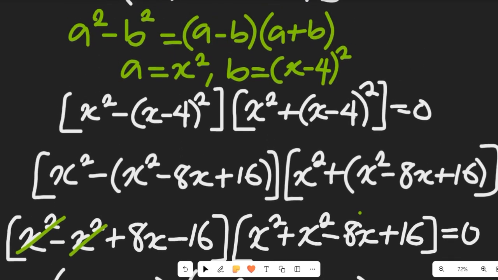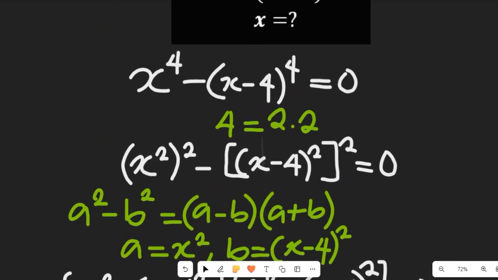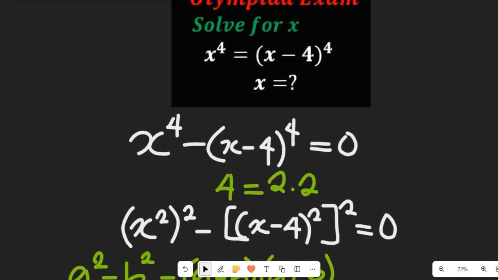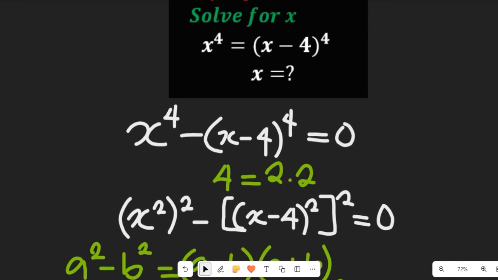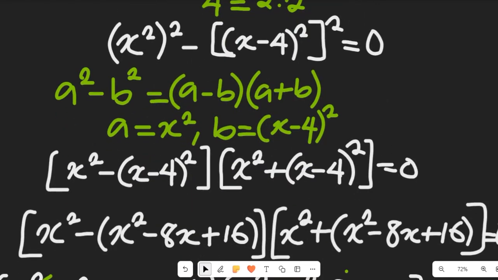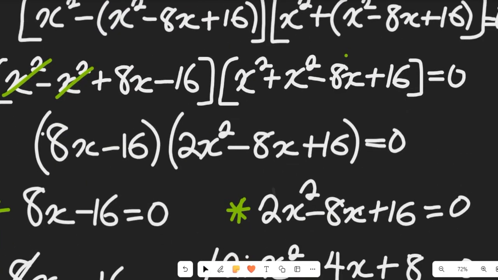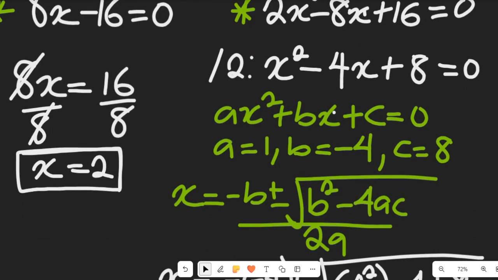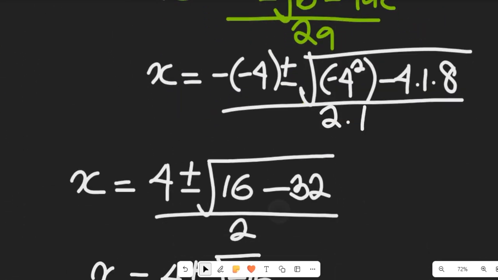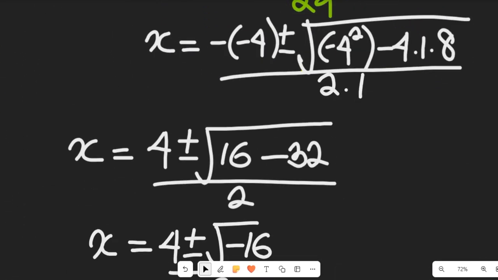Now I'm going to give you a task, and the task is simple. Take the value of x equal to 2 and insert it into the original expression, x to the power of 4 equal to x minus 4 to the power of 4. If the right hand side is equal to the left hand side, then we'll know our solution is absolutely right. So all you need to do is to tell us that in the comment section.